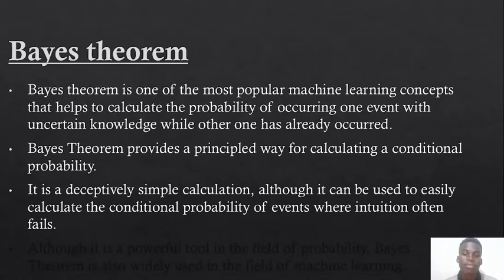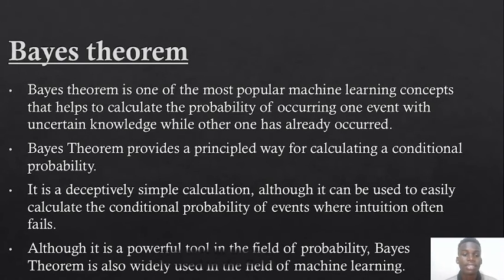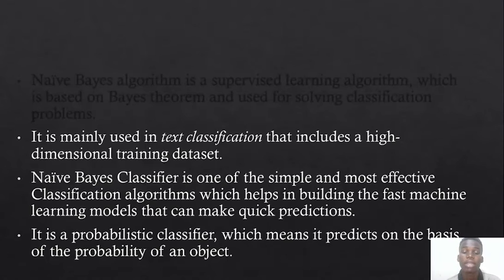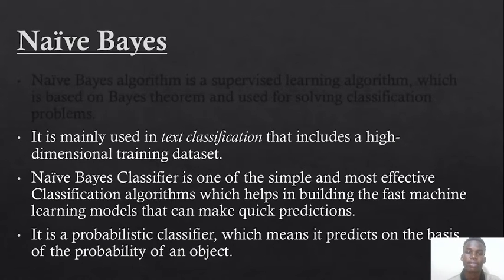So Bayes theorem provides a principled way for calculating a conditional probability. We are saying that it is a deceptively simple calculation, although it can be used easily for calculating the conditional probability of events where intuition often fails. In our next slide, we are going to be talking about the naive Bayes theorem.